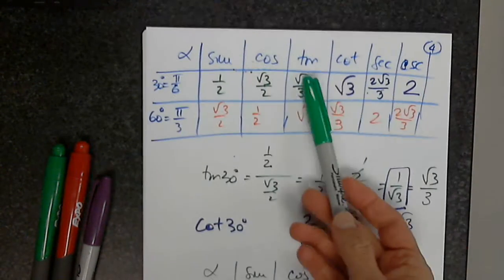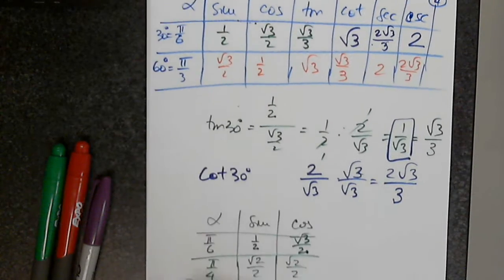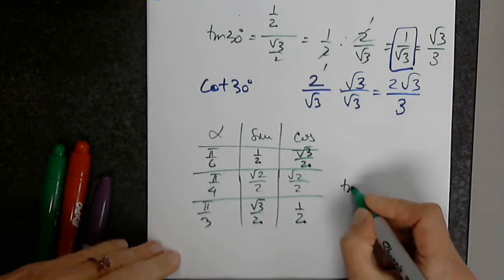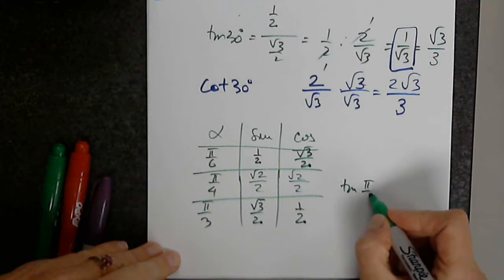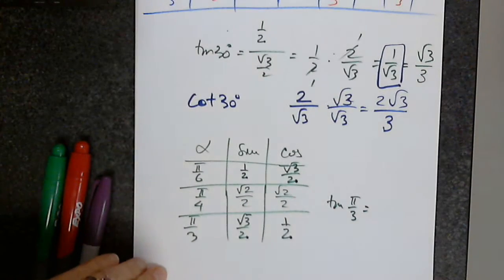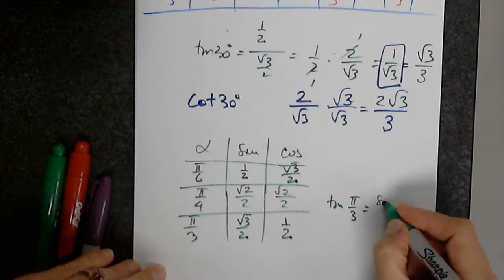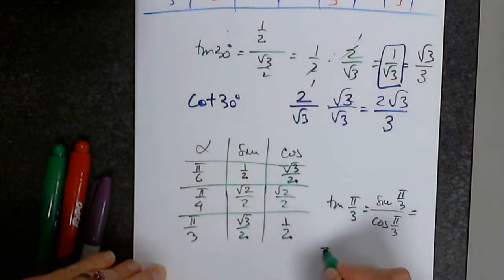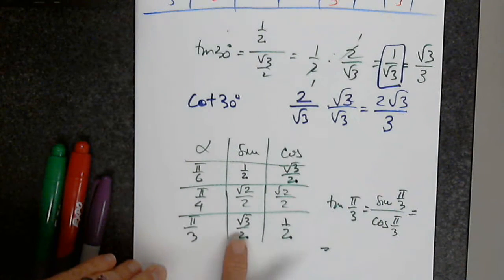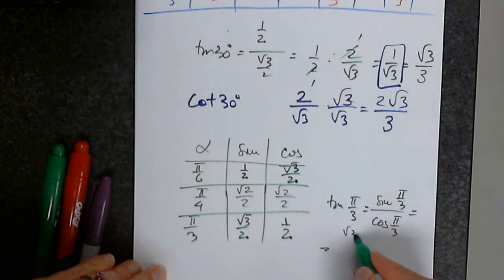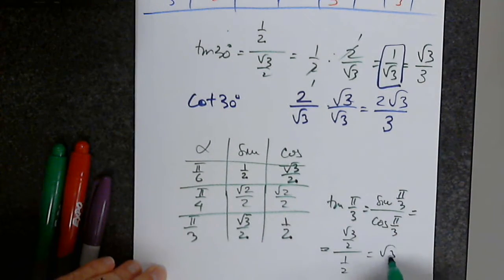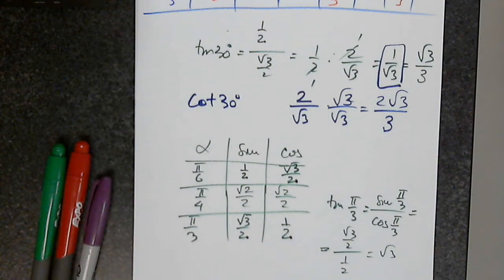You don't need to memorize tangent, cotangent, secant. Nothing about those. Why? For example, if I ask you find tangent of pi over 3, you will say I have no clue, and I'll give you a minute. You will say sine pi over 3 over cosine pi over 3, but you have to know that sine pi over 3 is the square root of 3 over 2, and that cosine pi over 3 is 1/2, and your answer will be the square root of 3, and you're done.